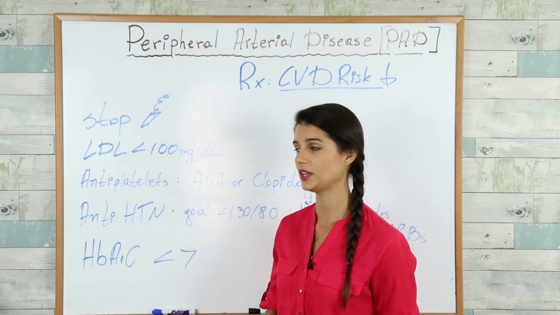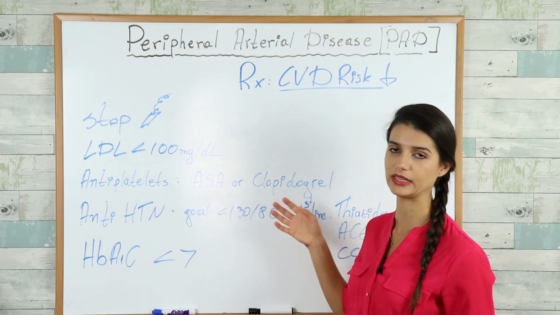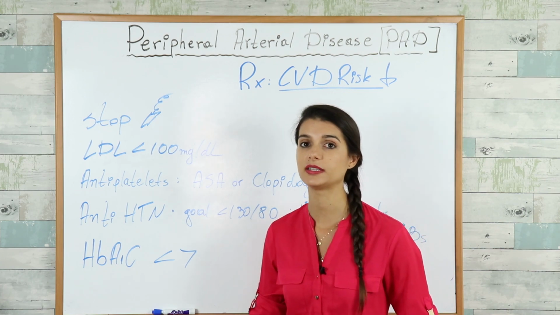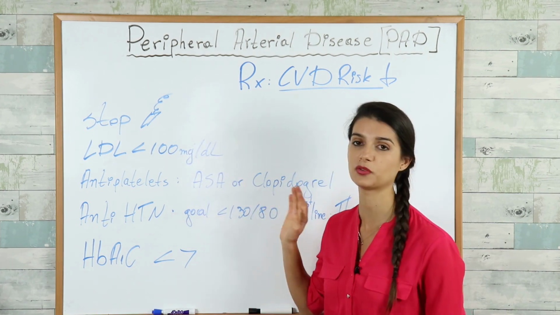Also, you want to put the patient on antiplatelet therapy. You can choose between aspirin and clopidogrel. They decrease cardiovascular disease mortality a lot, so you must put the patient on aspirin or clopidogrel.